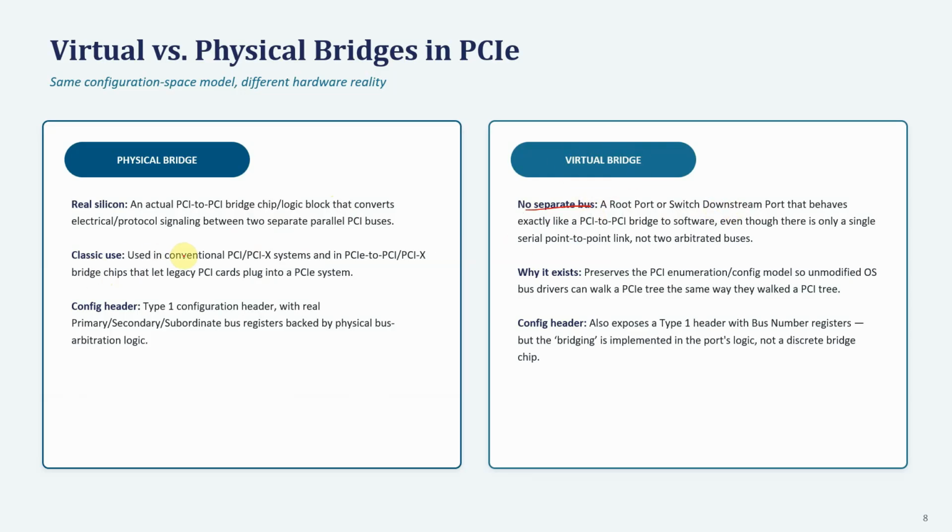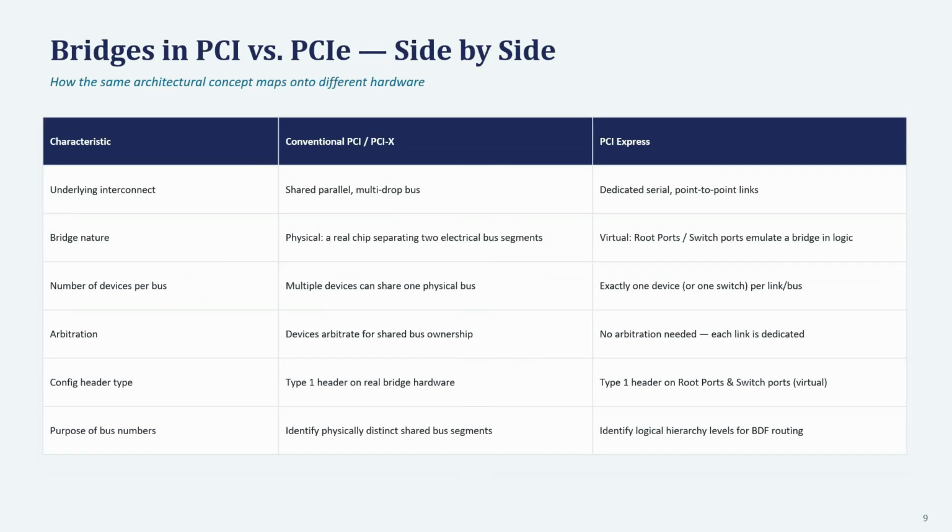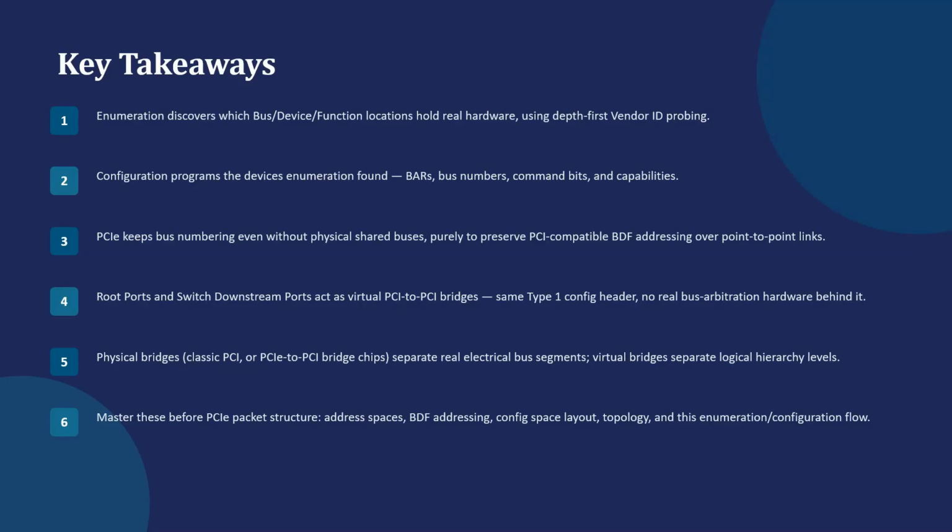A physical bridge is actually used to connect multiple buses, but a virtual bridge is used to preserve PCI enumeration. And we have a type 1 configuration header in the case of a physical bridge, and a virtual bridge also has a type 1 header. What type 1 header and type 0 header mean in the configuration, we will discuss when we cover the packet structure. This is bridges in PCI versus PCIe.